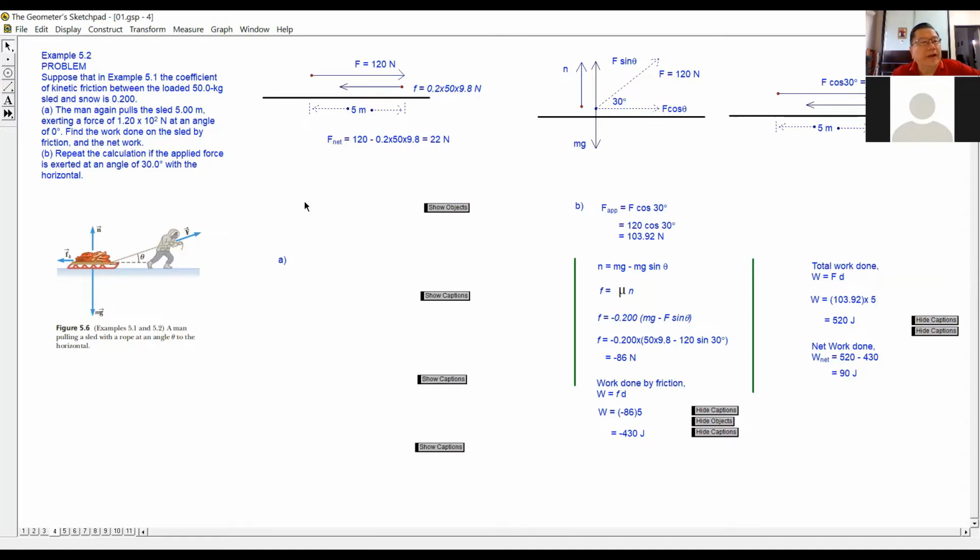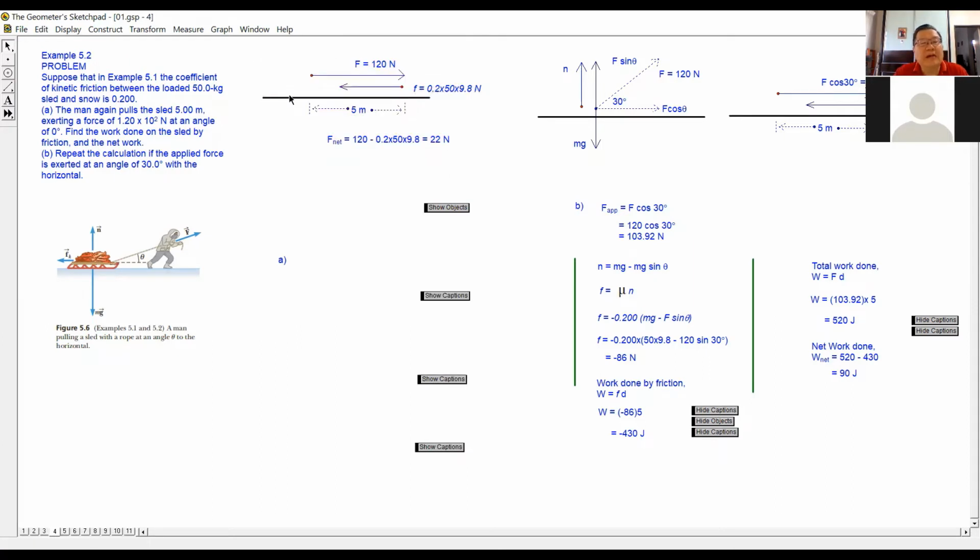Okay, in the first case, the man is not pulling the sled at an angle of theta degrees. No, he is pulling horizontally, at the same level as the load, or parallel to the surface of the snow. So if this is the case, then all the 120 newtons will do the work. You look at the diagram here, the force diagram here.